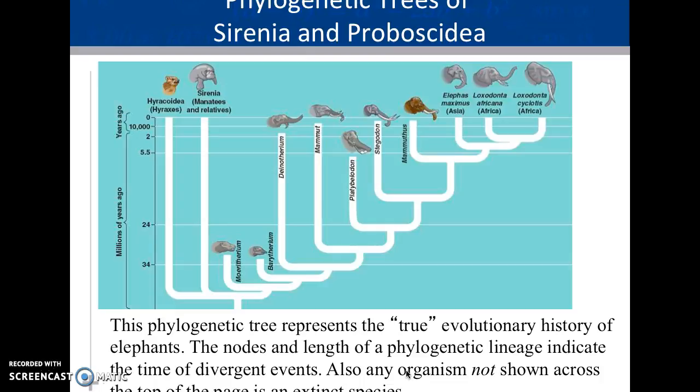Also, we want to talk about extant versus extinct. Extant are going to be species that are still alive. Any species whose line reaches all the way to the top indicates that it's still present today, whereas any species, and we'll see them 1, 2, 3, 4 in from the left, are going to be species that are extinct, species that are no longer around.